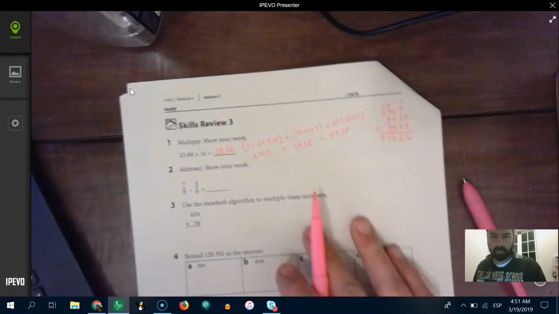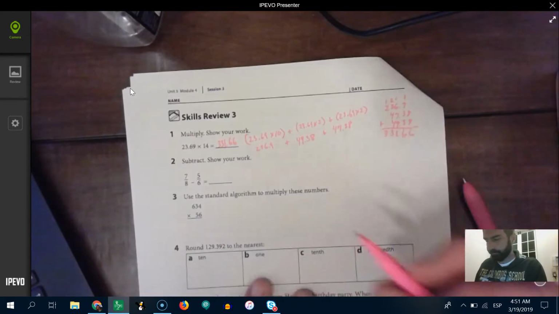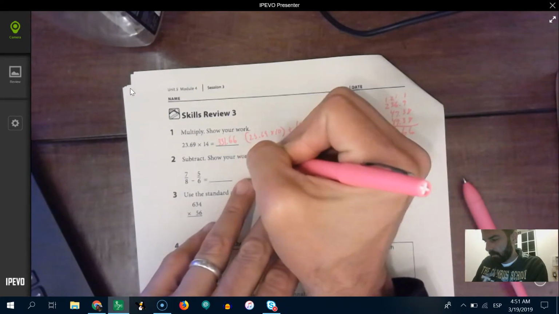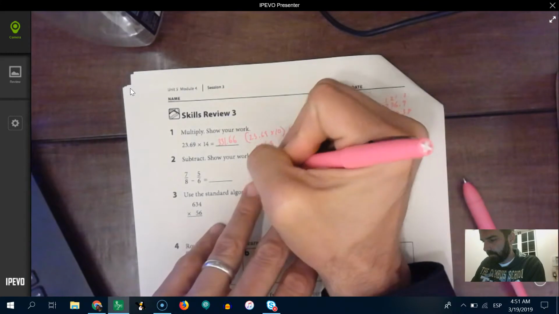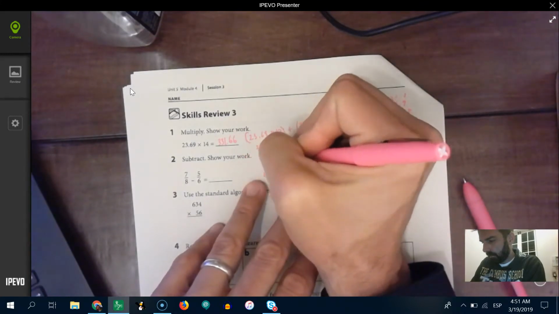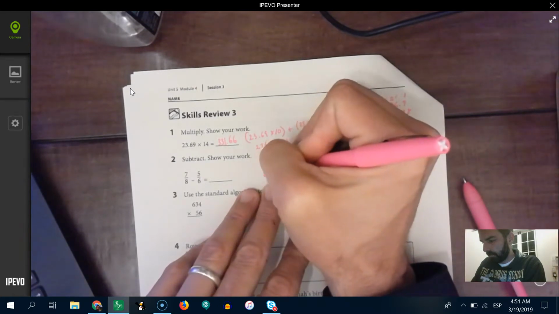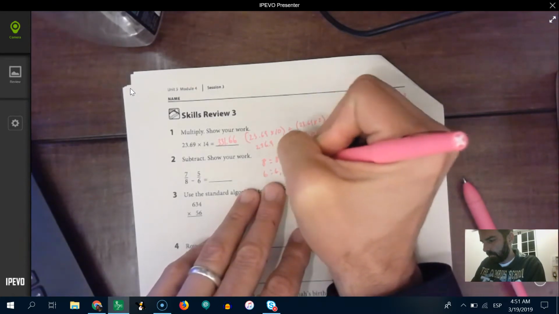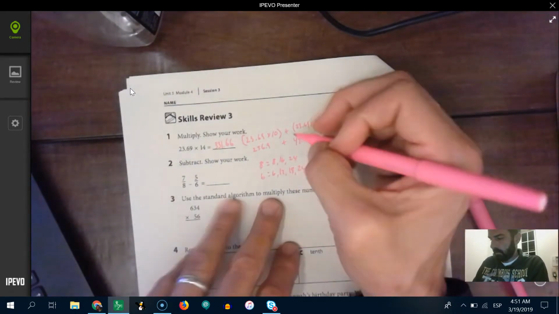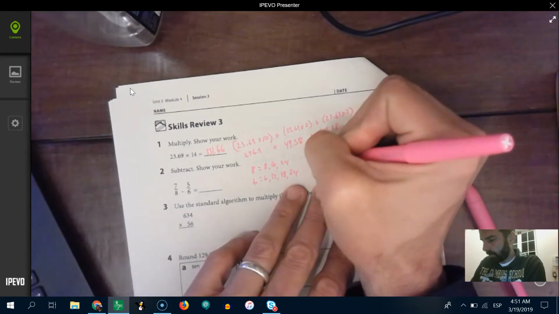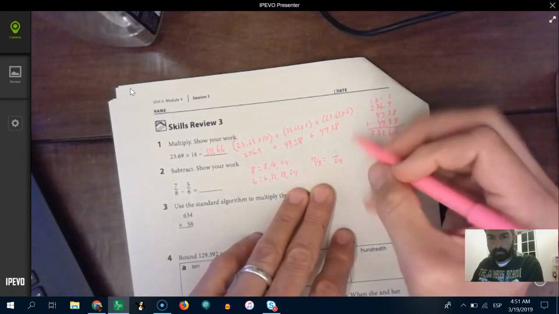7/8 minus 5/6, so I need to set these up to have the same denominator. So I'm going to list out my multiples of 8 and my multiples of 6. Multiples of 8: 8, 16, 24. I'm going to stop because I know 24: 6, 12, 18, 24, yeah. So I'm going to change both of these to 24ths. So 7/8 equals how many 24ths? We're multiplying by 3 to get 24ths.